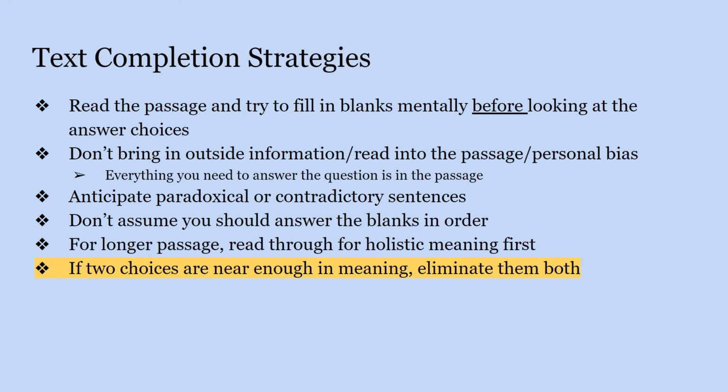This next strategy is a bit risky. It's more of a last-ditch effort kind of thing. So if two choices are near enough in meaning, you can eliminate them both. You can use this sometimes, and you want to be careful, right? Because on the GRE, they are giving you words that have very specific meanings and often carry subtle connotations. So it's not enough to just say, oh, those two are probably synonymous, I can get rid of them both. This is really something for particular situations where you don't really know what you should put into a blank, but you do recognize that two of them accomplish almost the exact same thing.